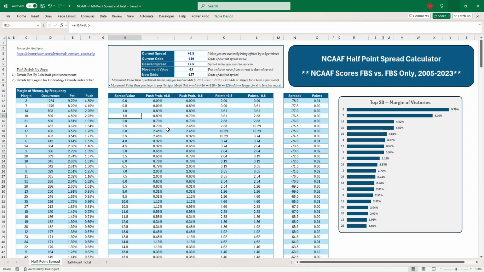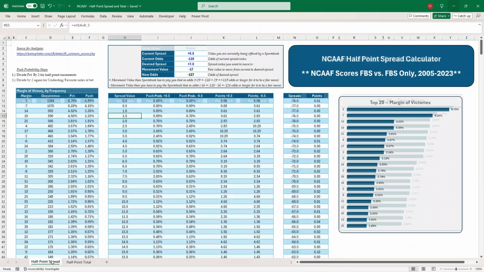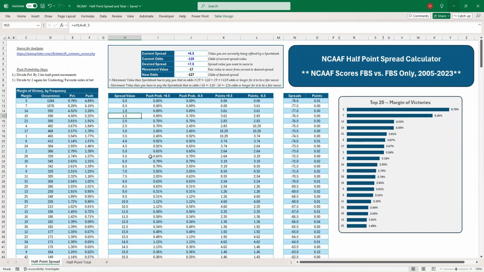So what we have here is a half-point spread calculator and a half-point total calculator. I did a similar series for NFL. This is for college football. Week 1 is about to kick off, and this is going to help you with your sports betting. And I just want to quickly talk through what this is.